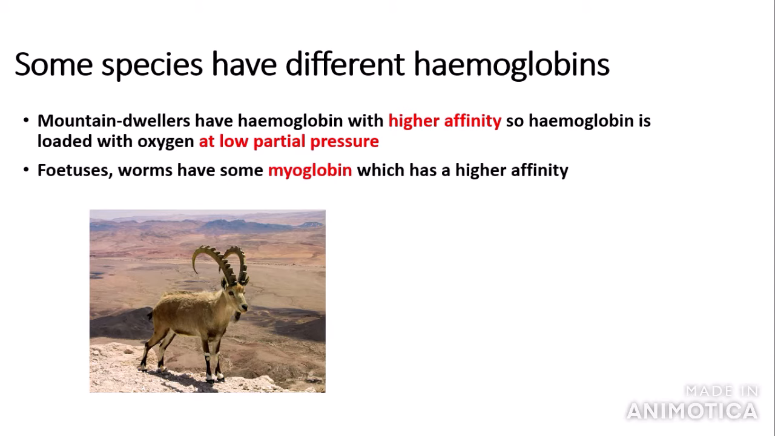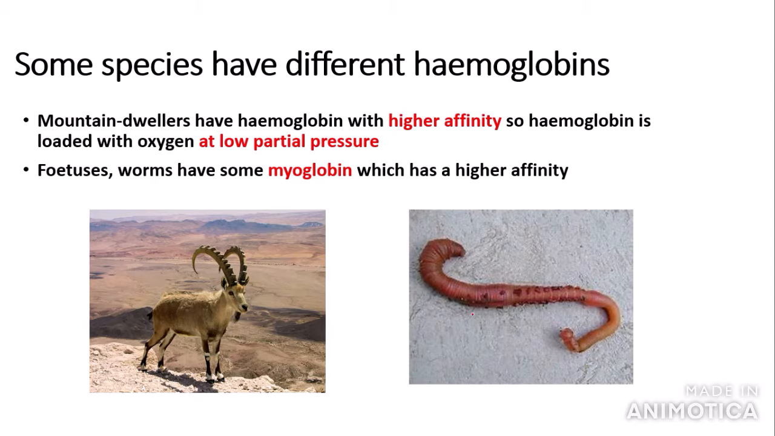The next example is organisms such as fetuses and worms, especially lugworms, which have myoglobin, a different kind of protein, which has a higher affinity, so oxygen is more likely to bind. Here I've just got an image of a lugworm.